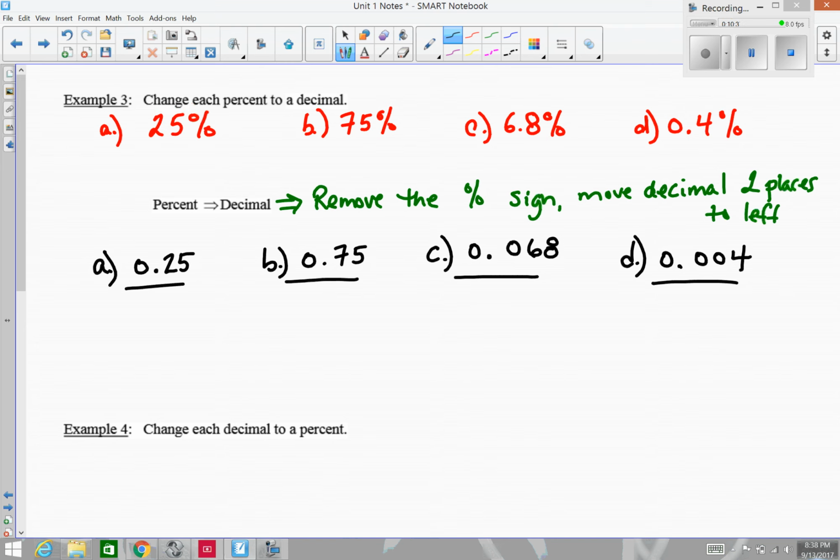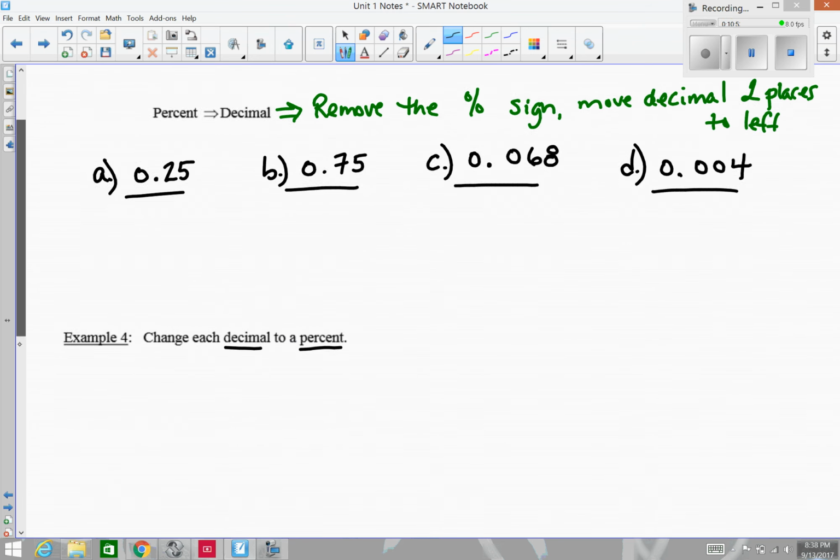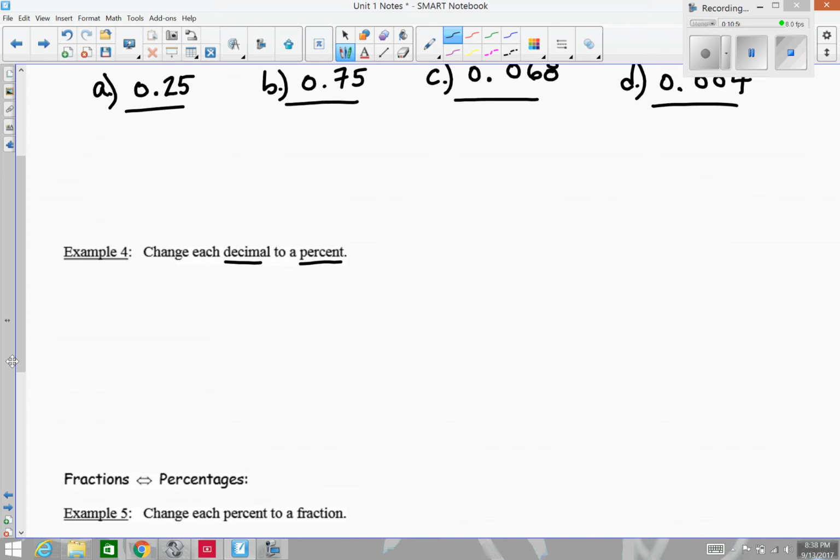All right, we are going to now take a look at what happens if we start with a decimal number and change that to a percent. Now, when we are changing from a decimal to a percent, we're going the opposite direction of what we just did in the example above. So for example, when we had 25% in A above, we changed it to a decimal and got 0.25. So I already know that 0.25 changed to a percent is going to give me 25%. So what we are really doing is the opposite set of steps.